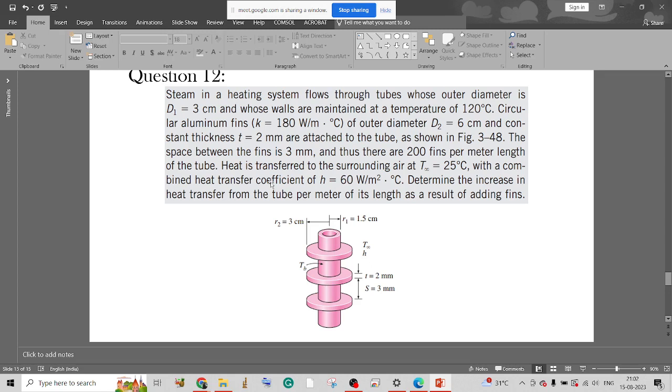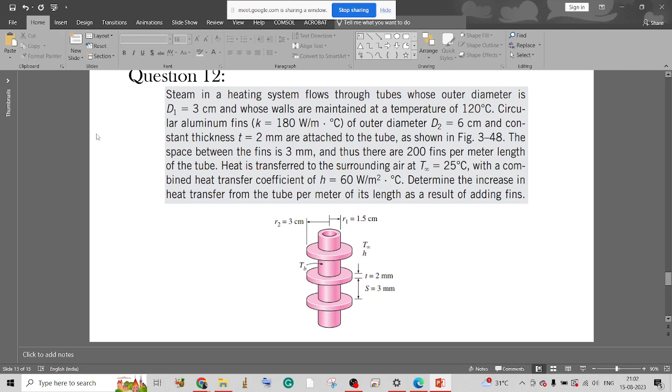Effectiveness will always be greater than 2, otherwise the fins won't be applied. That is a criteria, right? Check again. 5320 upon 537 will come out to be almost 9.9, approximately 10. So it is much greater than 2.